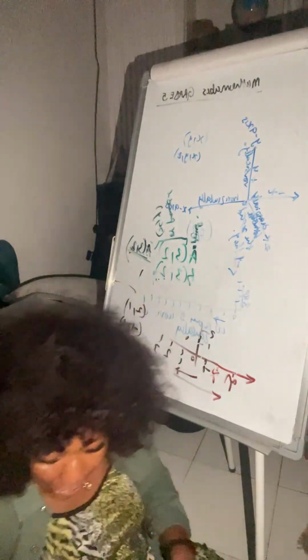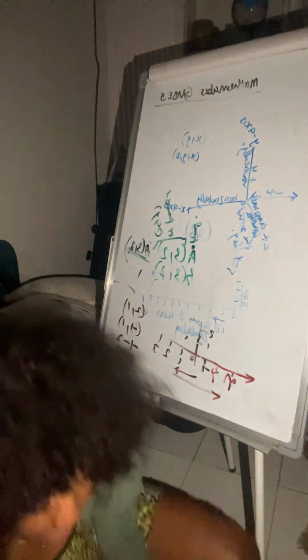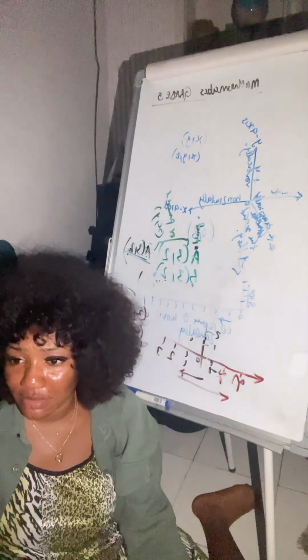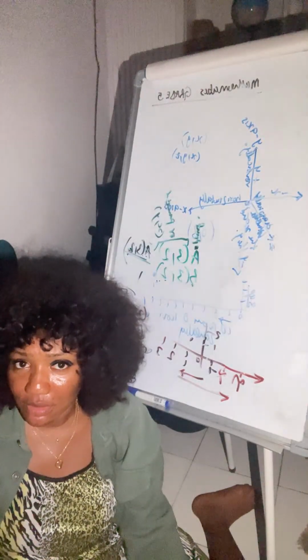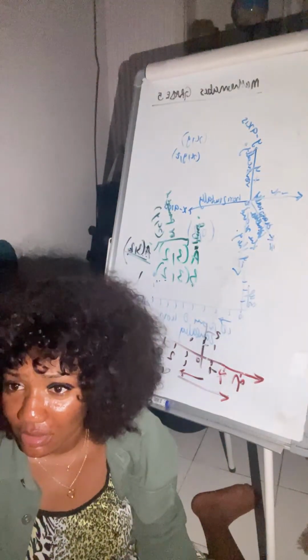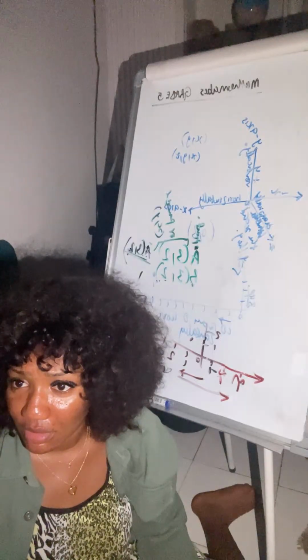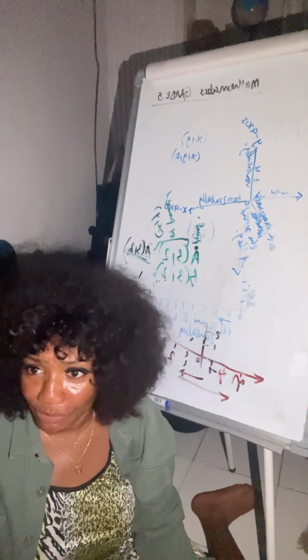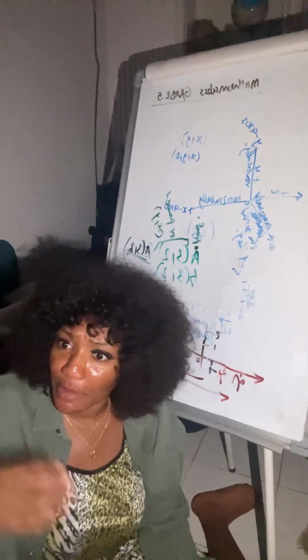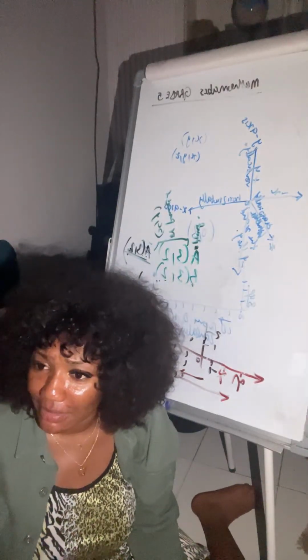Who is playing with you in this class? Do I look like I'm joking? Am I joking? So you know I don't play. So tell me, number 3, how did you get the perimeter?